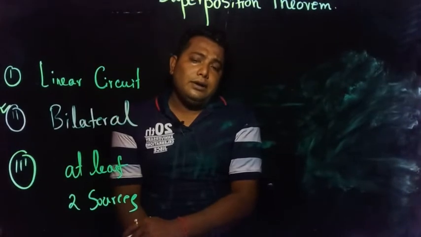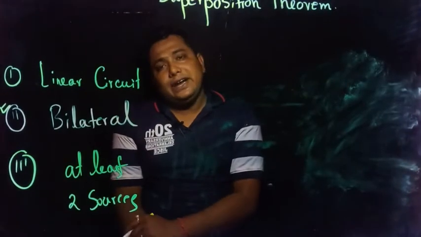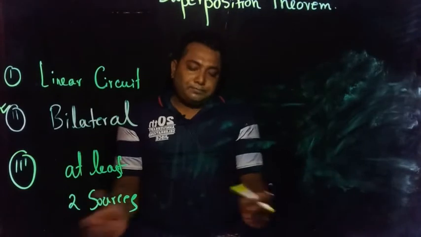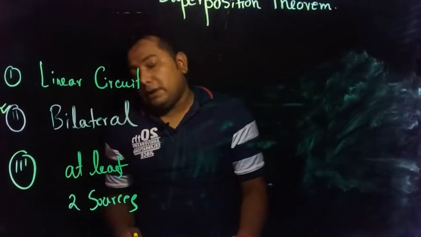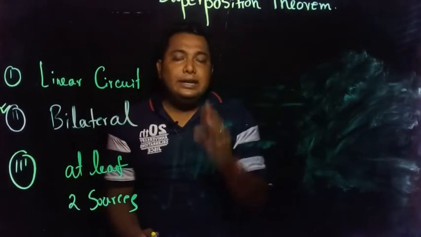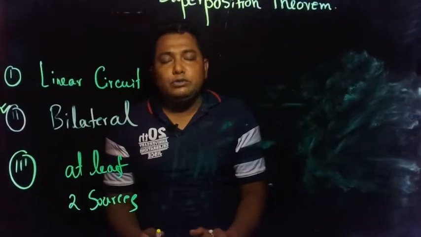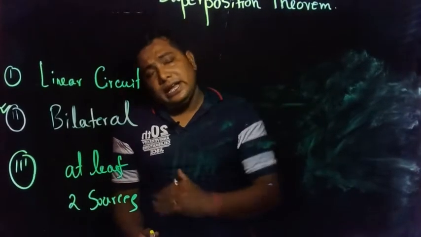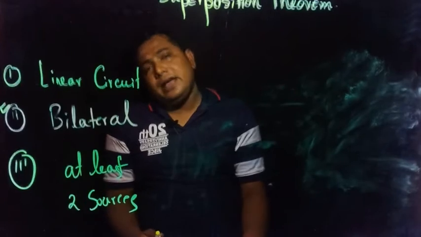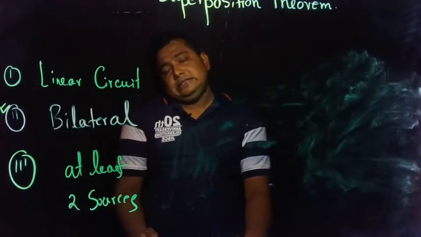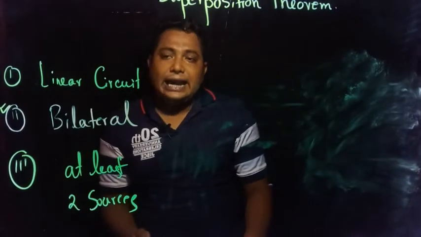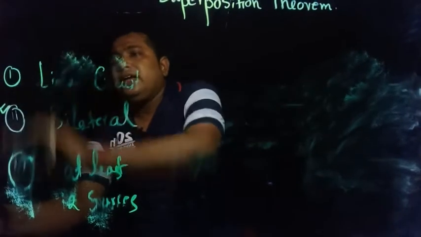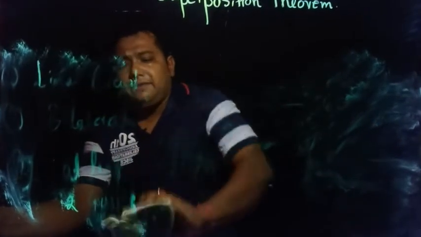Then if those conditions are satisfied, then only we can use the superposition theorem. So that means what? Linear circuit, that means the VI characteristics should be linear. Bilateral means current can flow in both directions, and the next one is that the circuit must contain at least two sources. Okay, so these are the three conditions we have.